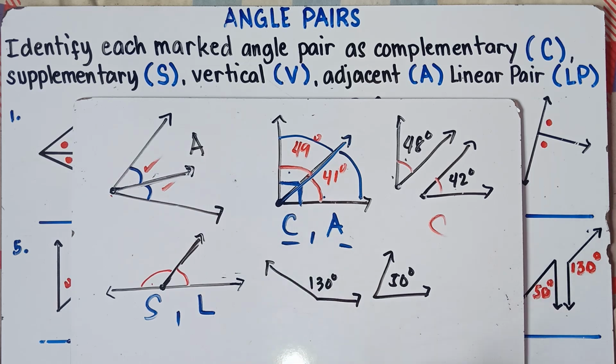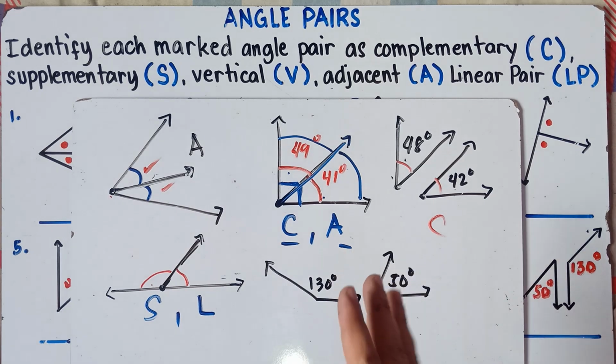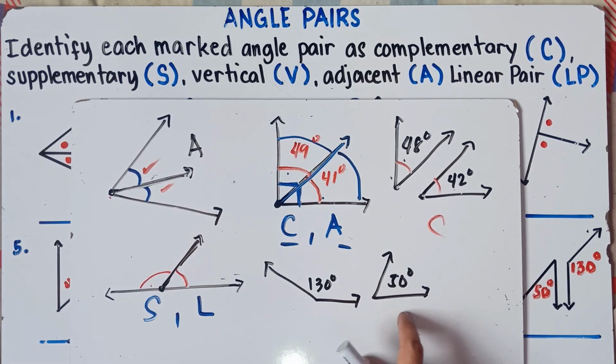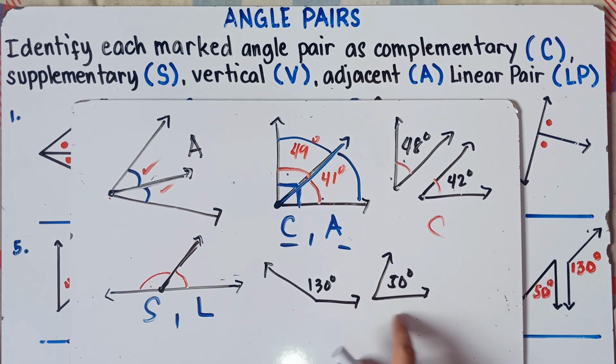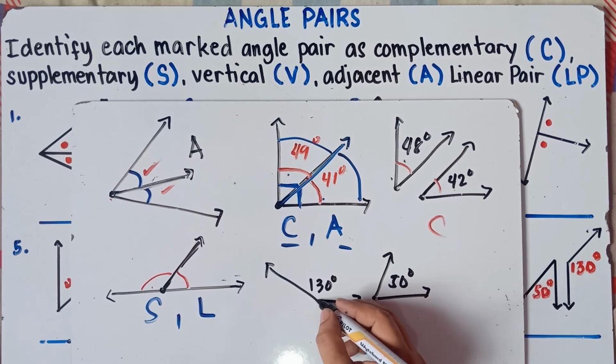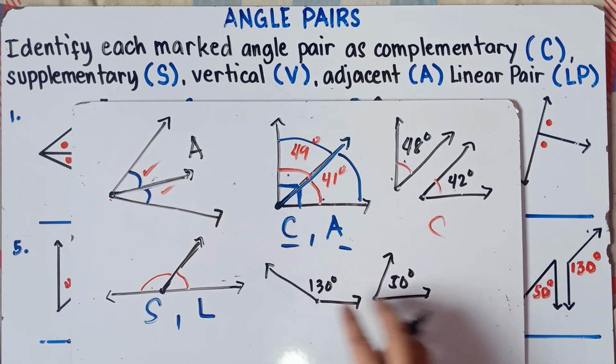Now, question, can we call this one linear pair? Nope, we cannot call this one linear pair because they are not adjacent angles. Once again, linear pair should be two adjacent angles that add up to 180 degrees. They add up to 180 degrees, but they are not adjacent angles because they don't share a common vertex, and they don't share a common side. So this is not a linear pair.